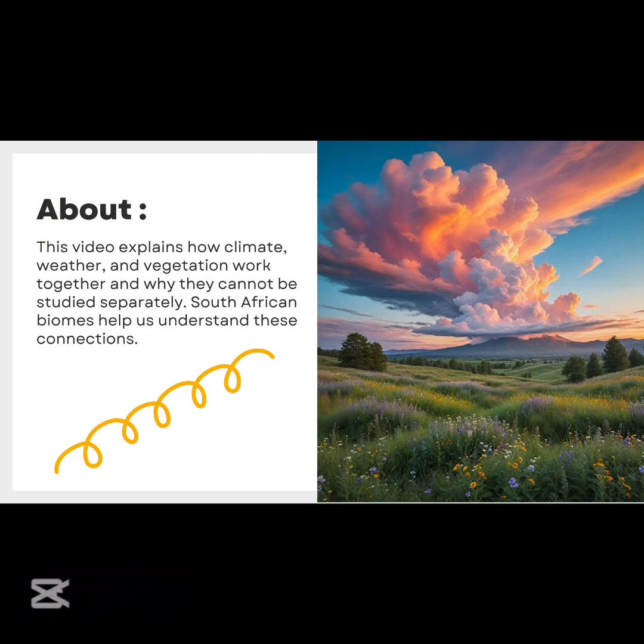And for those of you that don't know, a biome is a large natural area where climate, plants and animals share similar characteristics. It has its own type of weather, climate and its own type of natural plants and animals.